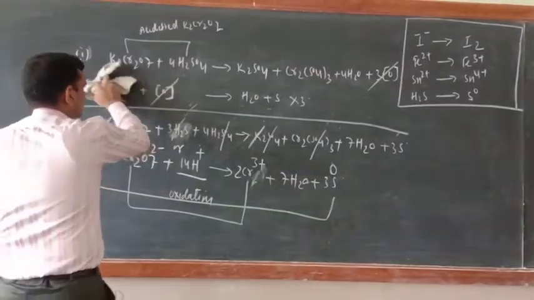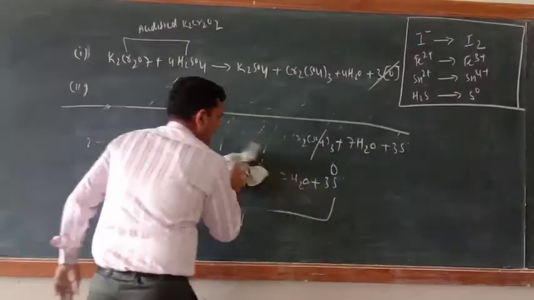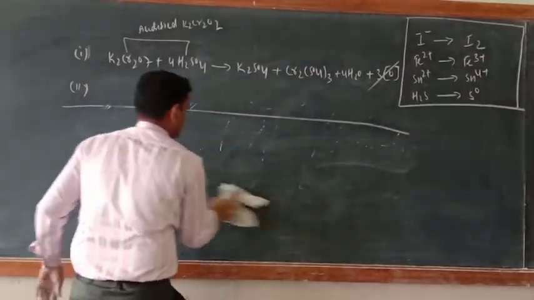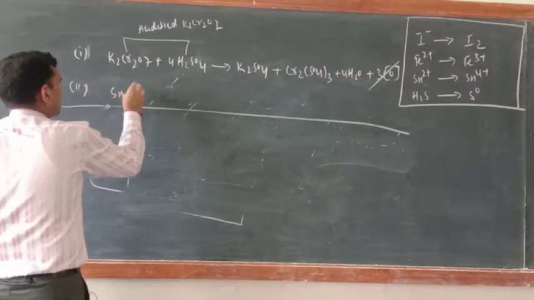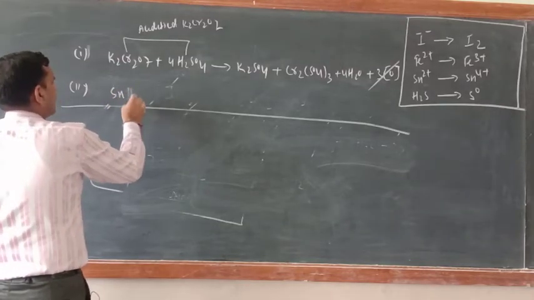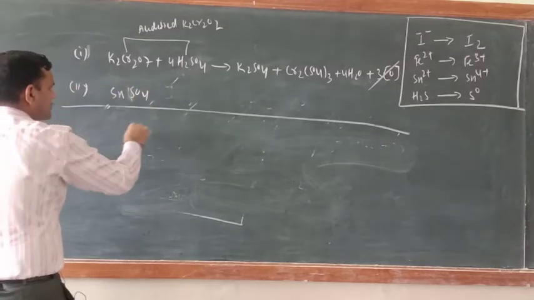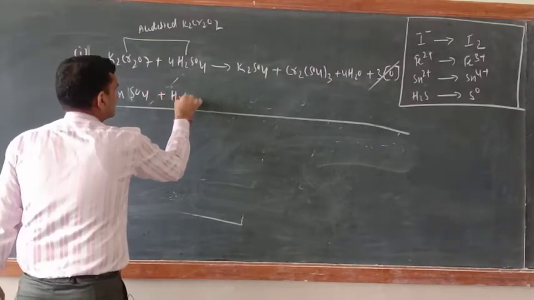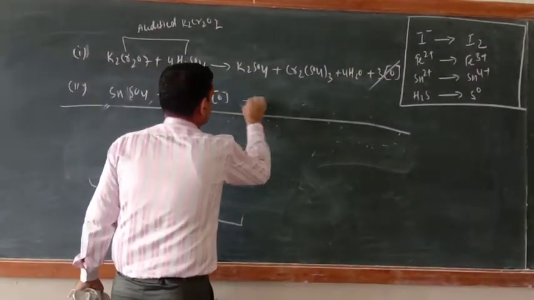Sn. Just take one salt of Sn, and that can also be balanced. I am taking SnSO4. What is the oxidation state? Tin plus 2, plus here H2SO4 plus nascent oxygen. So here what is there?